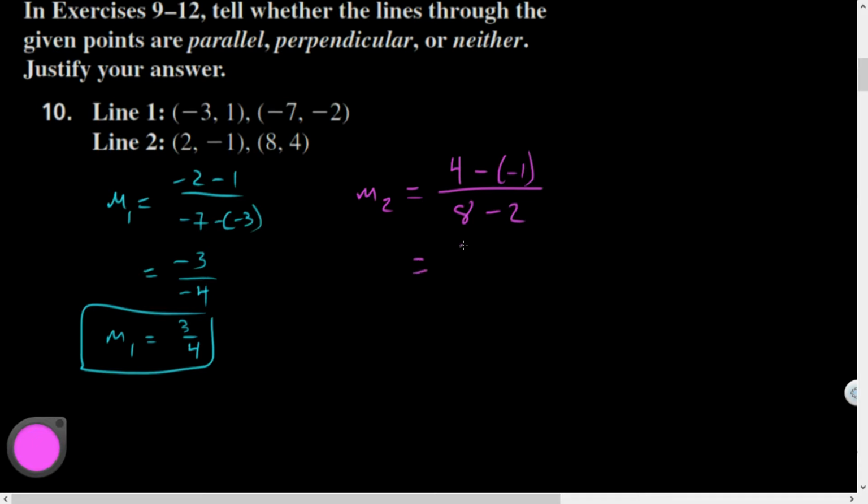Okay, all right. 4 minus -1 is 5 over 8 minus 2 is 6, which is my least favorite number.